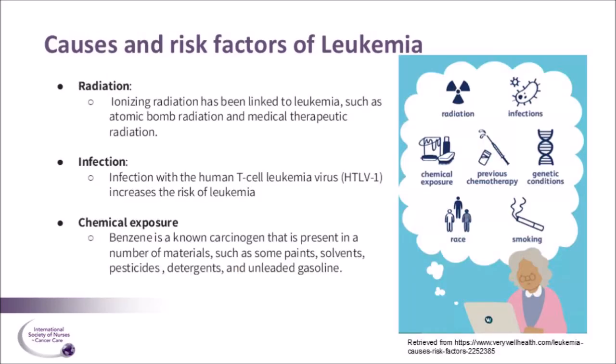Several factors increase the risk of developing leukemia, including exposure to radiation such as atomic bomb radiation and medical therapeutic radiation. Infections such as the human T-cell leukemia virus, chemical exposure to carcinogens like benzene that may be present in some paints, solvents, pesticides, detergents and unleaded gasoline.